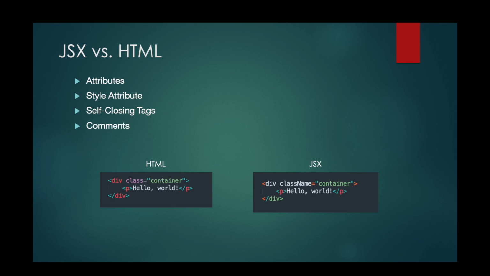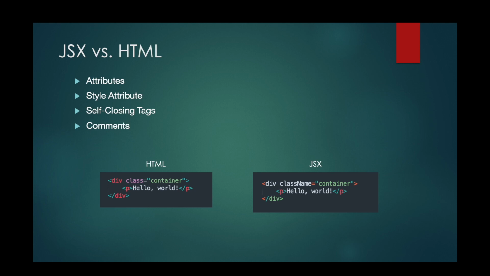Self-closing tags: in JSX, self-closing tags must have a trailing slash, similar to XHTML, like <img />, <input />, etc. Comments: JSX uses JavaScript style comments enclosed in curly braces and prefixed with double slash or enclosed in slash star, star slash. Here's an example comparing HTML and JSX.